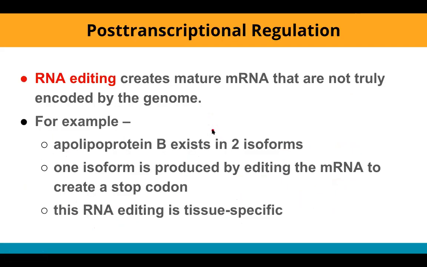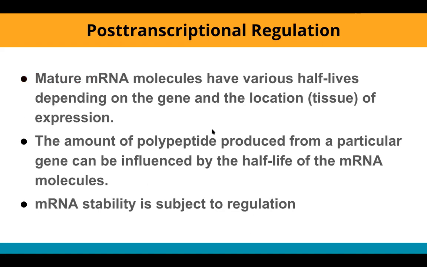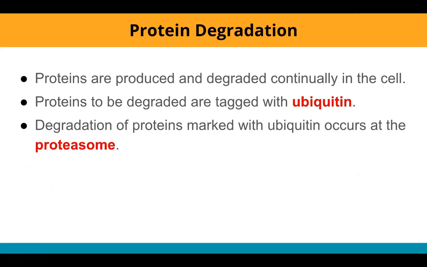Now, RNA editing creates mature mRNA that is not truly encoded by the genome. For example, apolipoprotein exists in two isoforms. One isoform is produced by editing the mRNA to create a stop codon, and this RNA editing is tissue specific. We also have mature mRNA molecules that have various half-lives depending on the gene and the location of expression. The amount of polypeptide produced from a particular gene can be influenced by the half-life of the mRNA molecules, and mRNA stability is subject to regulation.